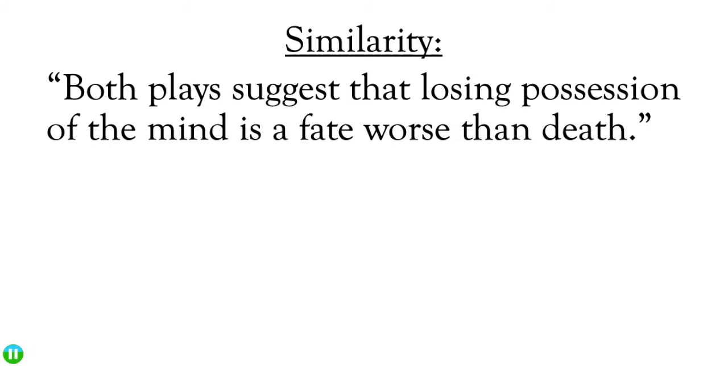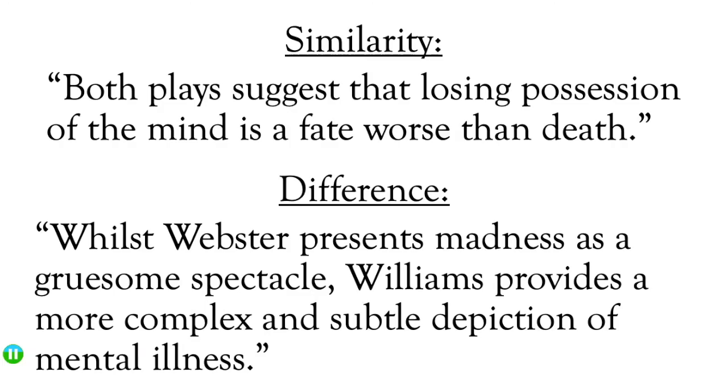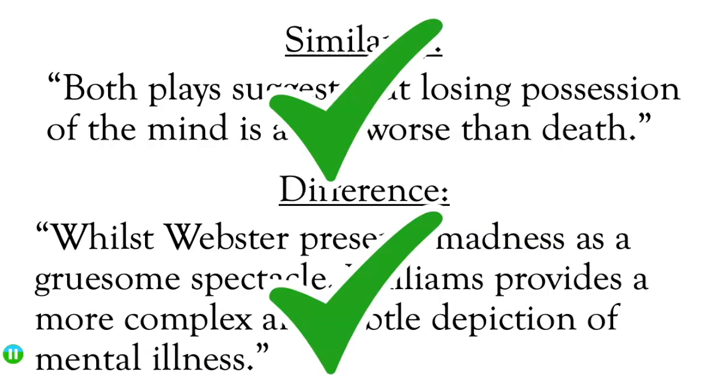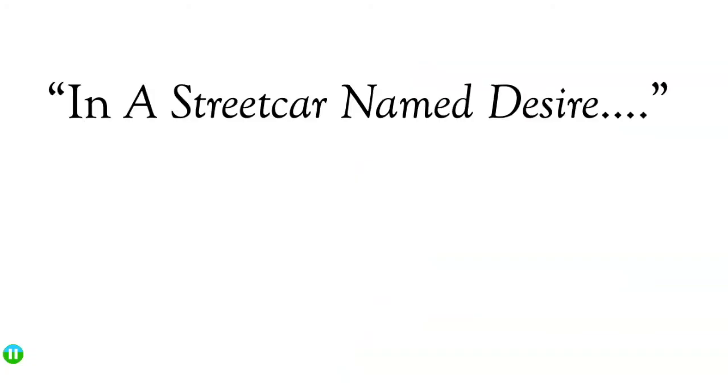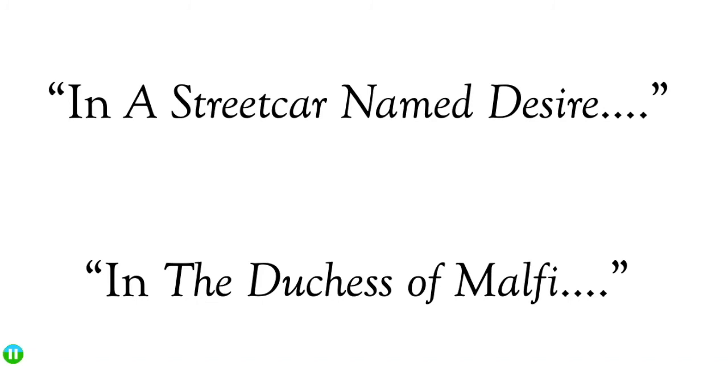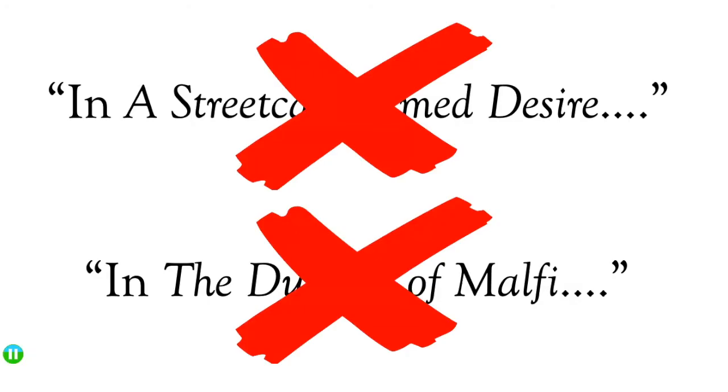Alternatively, you could open a paragraph by drawing attention to a key difference between the two plays. For example, whilst Webster presents madness as a gruesome spectacle, Williams provides a more complex and subtle depiction of mental illness. What matters is that both plays are being discussed from the very first sentence in each paragraph. Try to avoid beginning paragraphs with phrases such as "in A Streetcar Named Desire" or "in The Duchess of Malfi." These sentences are descriptive rather than analytical, and they don't prioritise comparison.